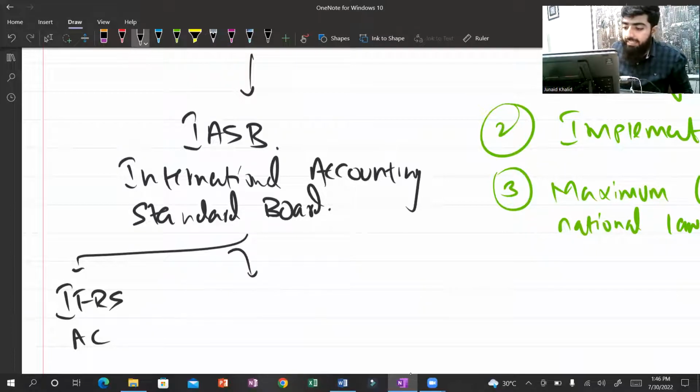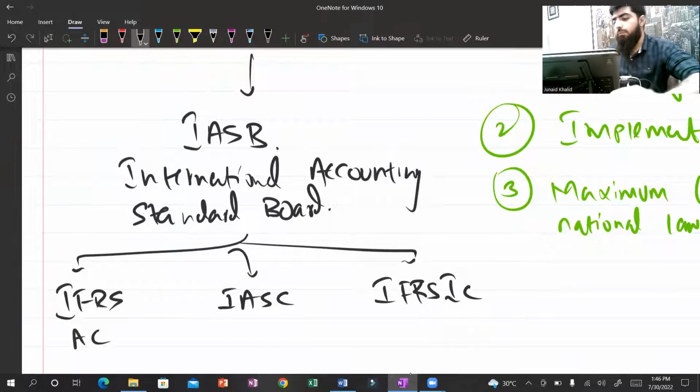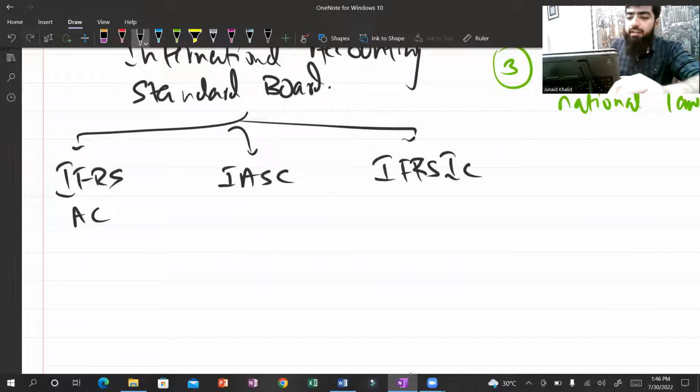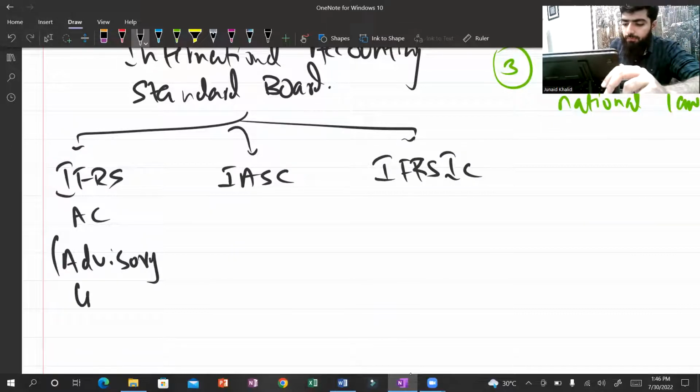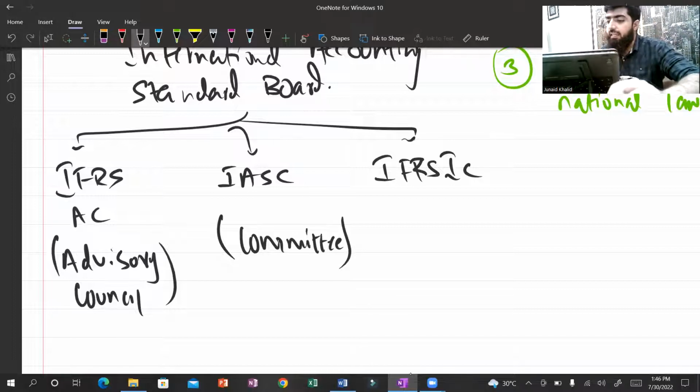Number two, second department is IASC, and third department is IFRS IC. Now, IFRS AC stands for International Financial Reporting Standard Advisory Council. AC stands for Advisory Council. IASC, International Accounting Standard Committee. IFRS IC, International Financial Reporting Standard Interpretation Committee.